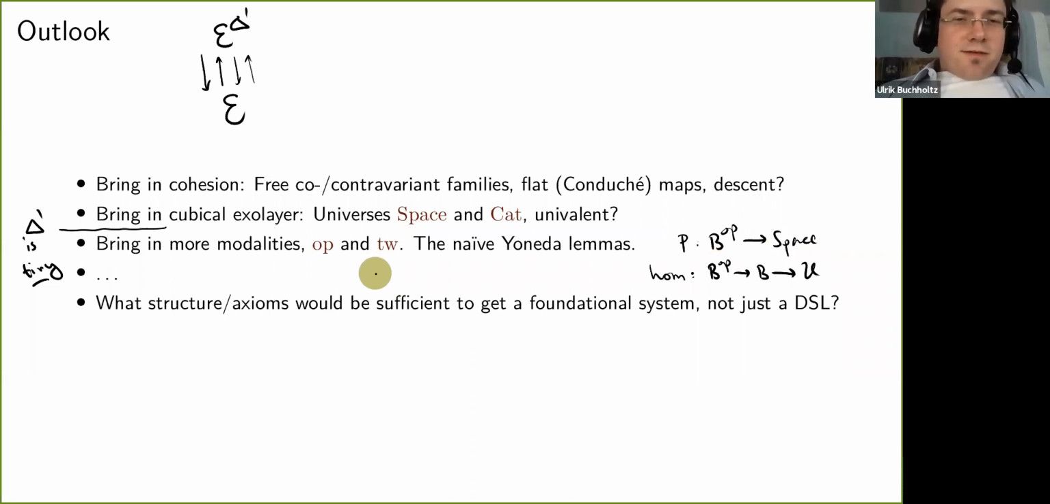And okay, so I started out by saying that we wanted to use this as a DSL, and I want to end by maybe making a question to you.